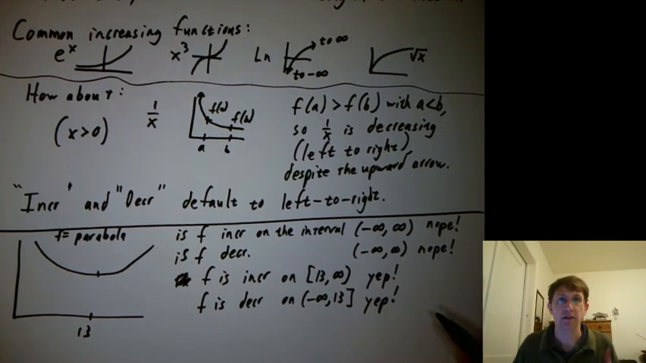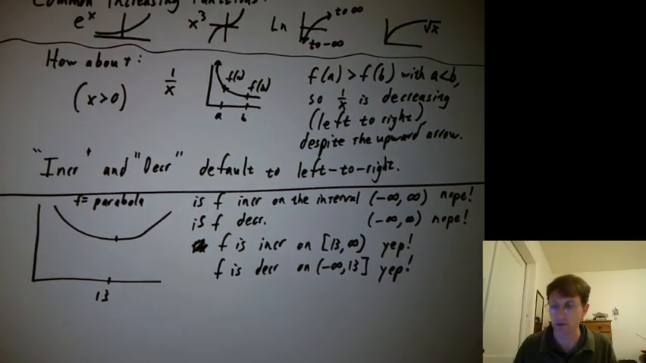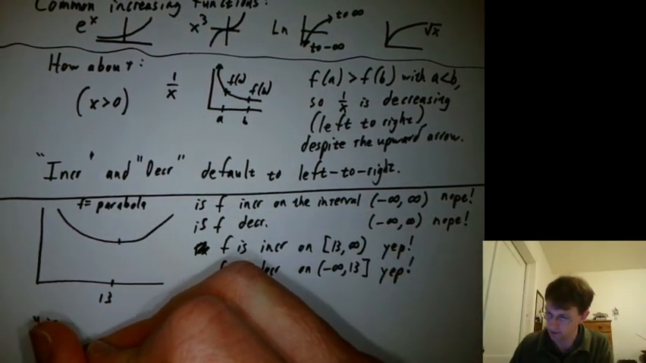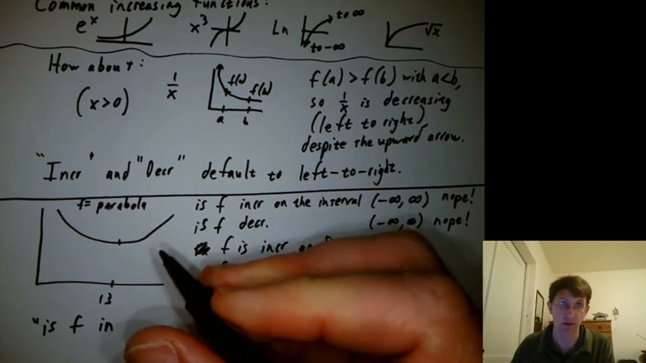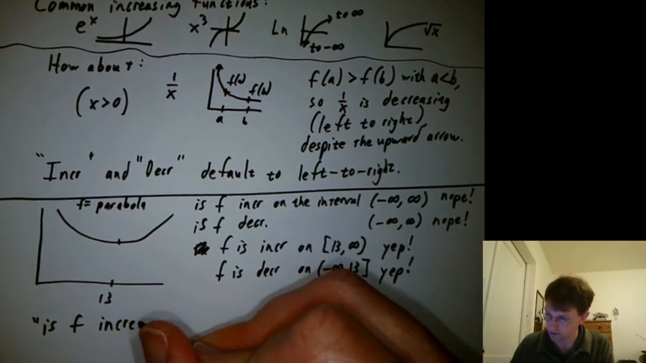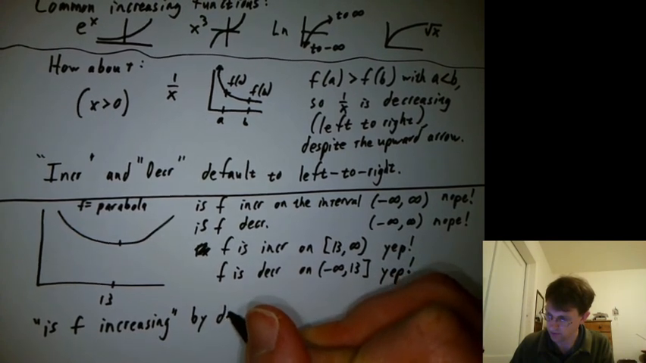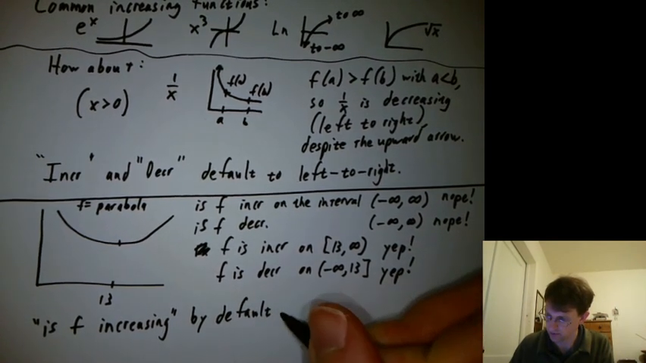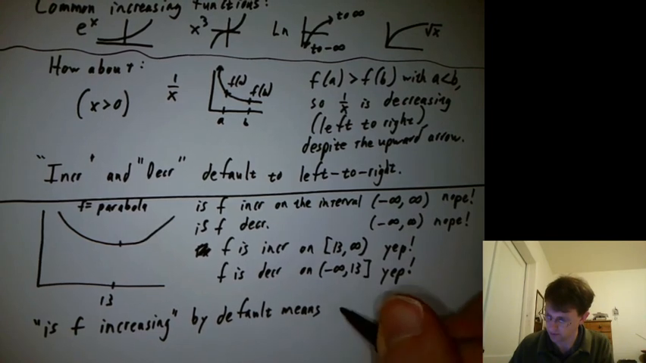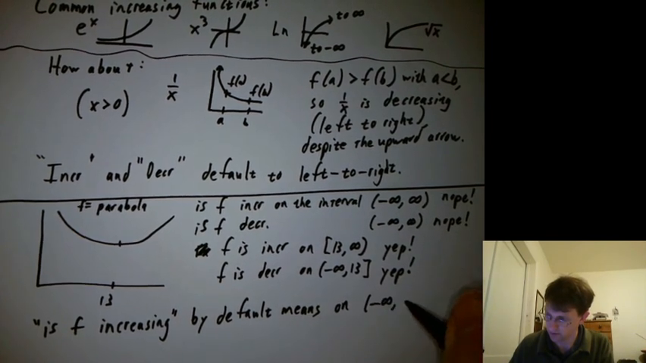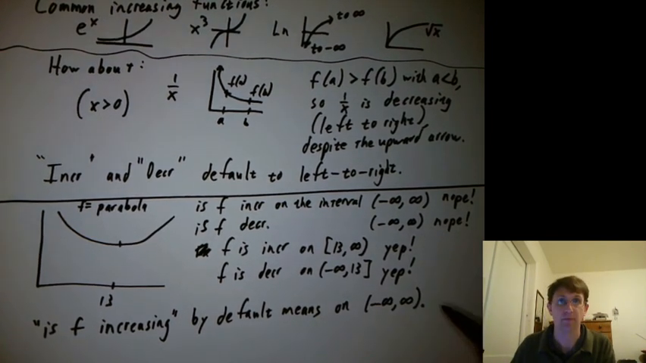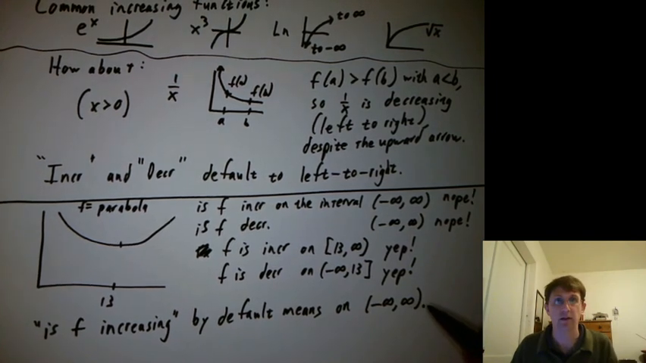So if we ask, is f increasing without saying an interval? The default interval is the entire real line from negative infinity to infinity. And the same thing with decreasing, of course. All right, so that's some of our notation and definitions and stuff.